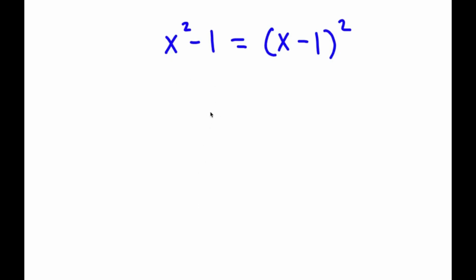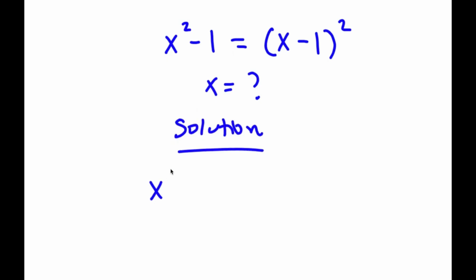Alright, so in this problem, I have x squared minus 1 is equal to (x minus 1) squared. So I want to find the value of x here. So to start my solution, first start with x squared minus 1 is equal to (x minus 1) squared.